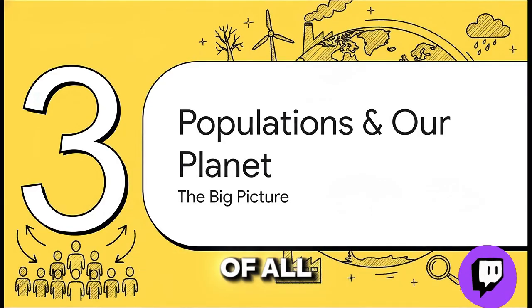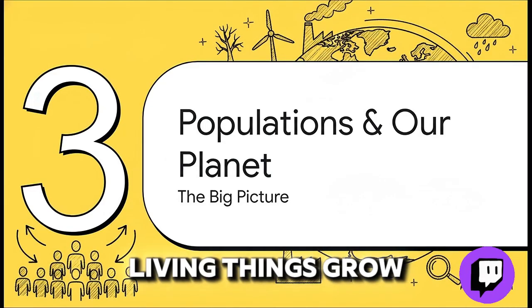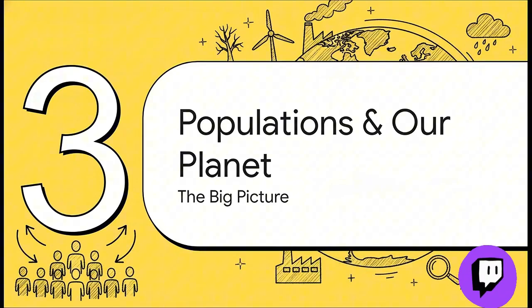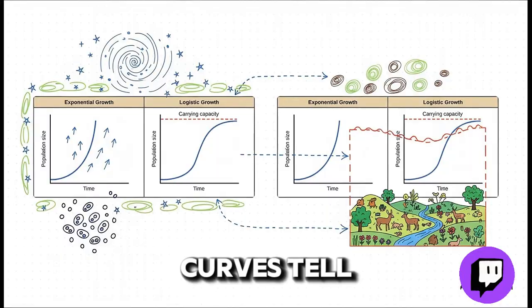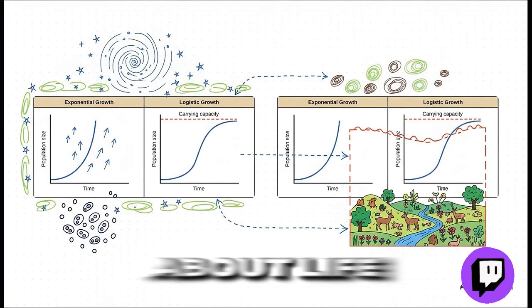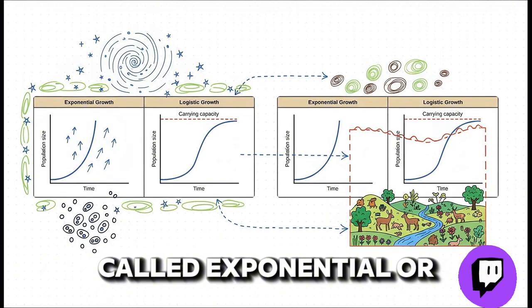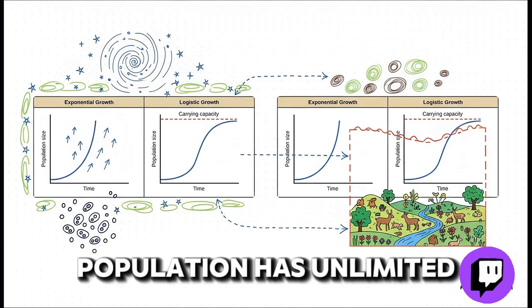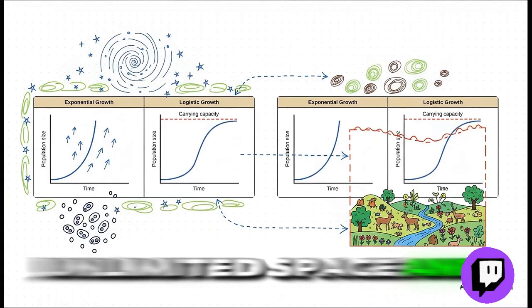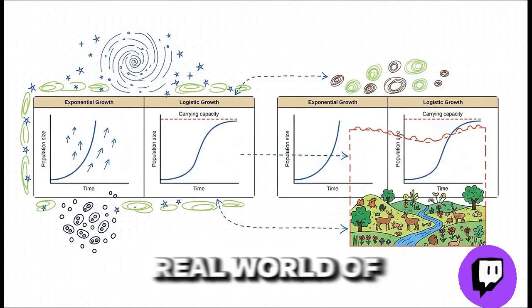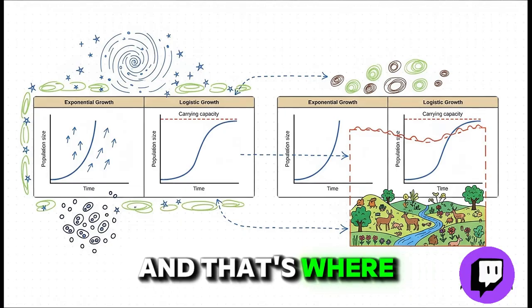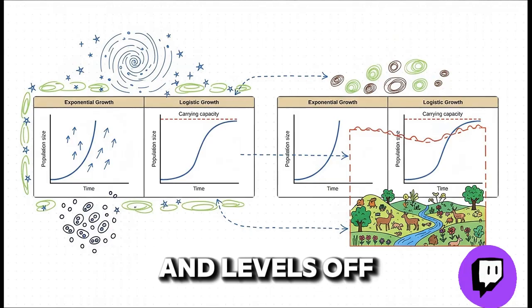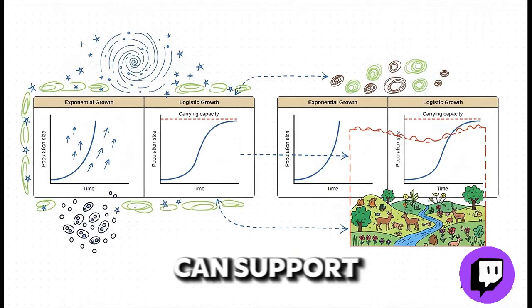So, from those individual interactions, we're going to zoom out one last time to look at the biggest picture of all: how populations of living things grow, how they change, and how they affect the entire planet. These 2 simple curves tell a huge story about life. On the left, you've got what's called exponential, or J-shaped growth. This is what happens when a population has unlimited food, unlimited space, and it just explodes. But in the real world, of course, resources are limited, and that's where the S-shaped curve on the right comes in. Growth slows down and levels off when it hits the limit of what the environment can support.